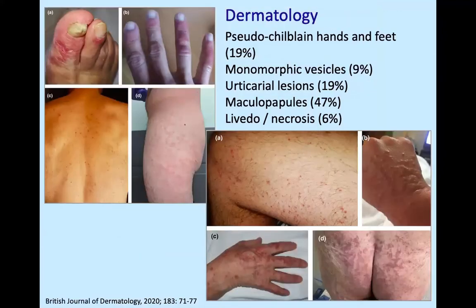And I thought I'd talk about the dermatology. So there's this description of pseudo-chilblain on the hands and the feet, and you can see them on the pictures. Monomorphic vesicles, about 10%, urticarial lesions, about 20%, micropapules in nearly half the patients. And I must admit, I didn't spend a lot of time looking at the skin, but there is certainly descriptions of this. And an appearance of livido and necrosis as well in a smaller proportion.